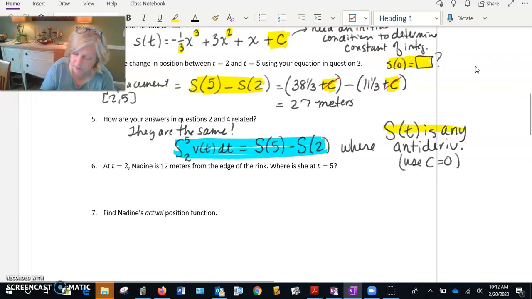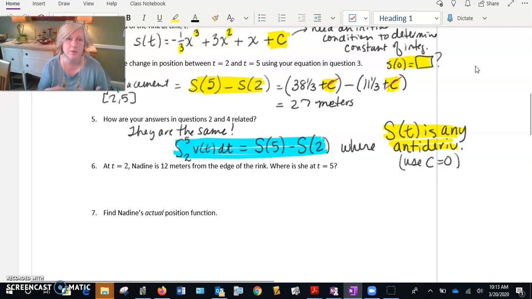And then the other key thing that we want to talk about with this is that the position function doesn't have to be set at this point. It can be any antiderivative because the constant of integration is not going to matter for displacement. When we subtract, the c's are going to cancel out. They're going to go away anyway.